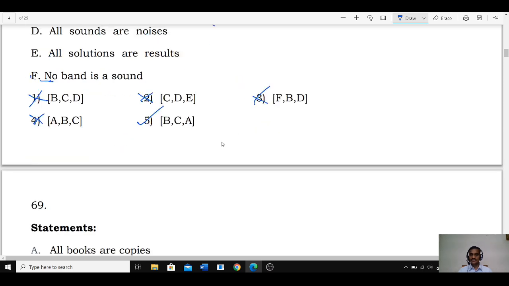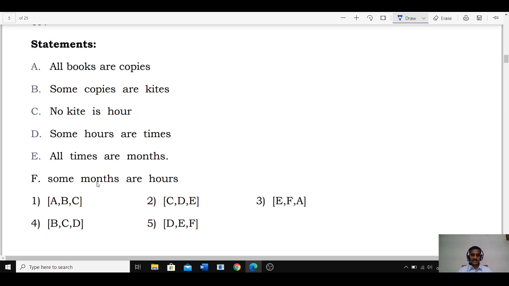68, it is choice 5. Then coming to 69. Now in the 69, A, B and C: A and B are affirmative, C is a negative conclusion, straight away ruled out. C, D and E: negative statement, affirmative conclusion cannot be done, ruled out.